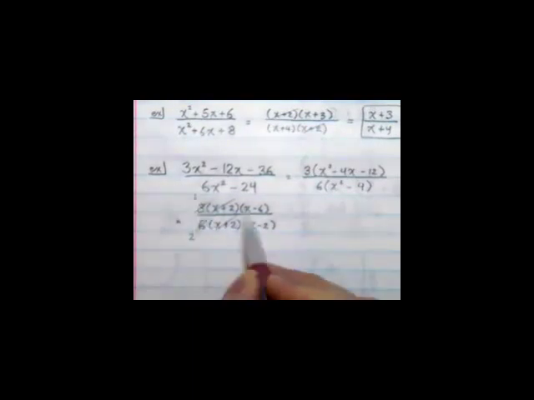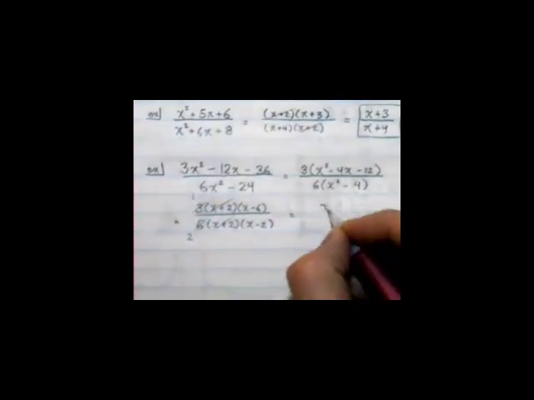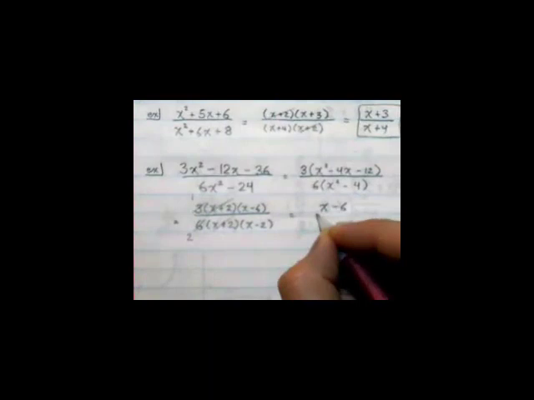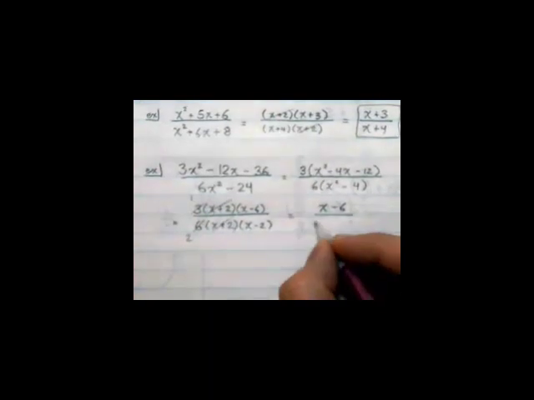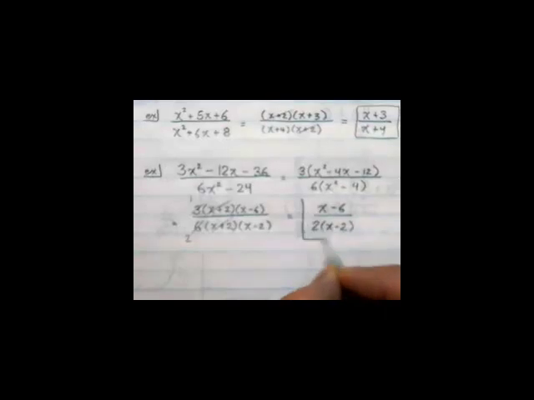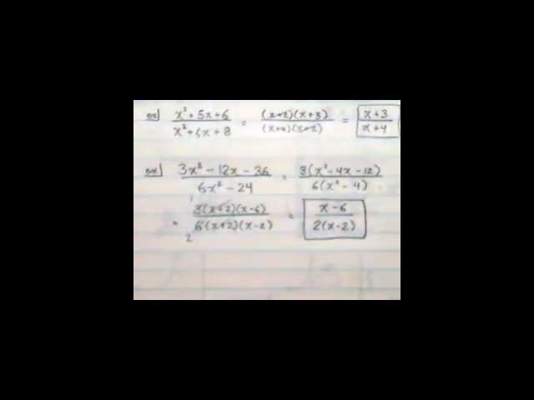So 1 times x minus 6 is just x minus 6 on the top there. And then 2 times x minus 2. So this would be this one simplified as far as it'll go.